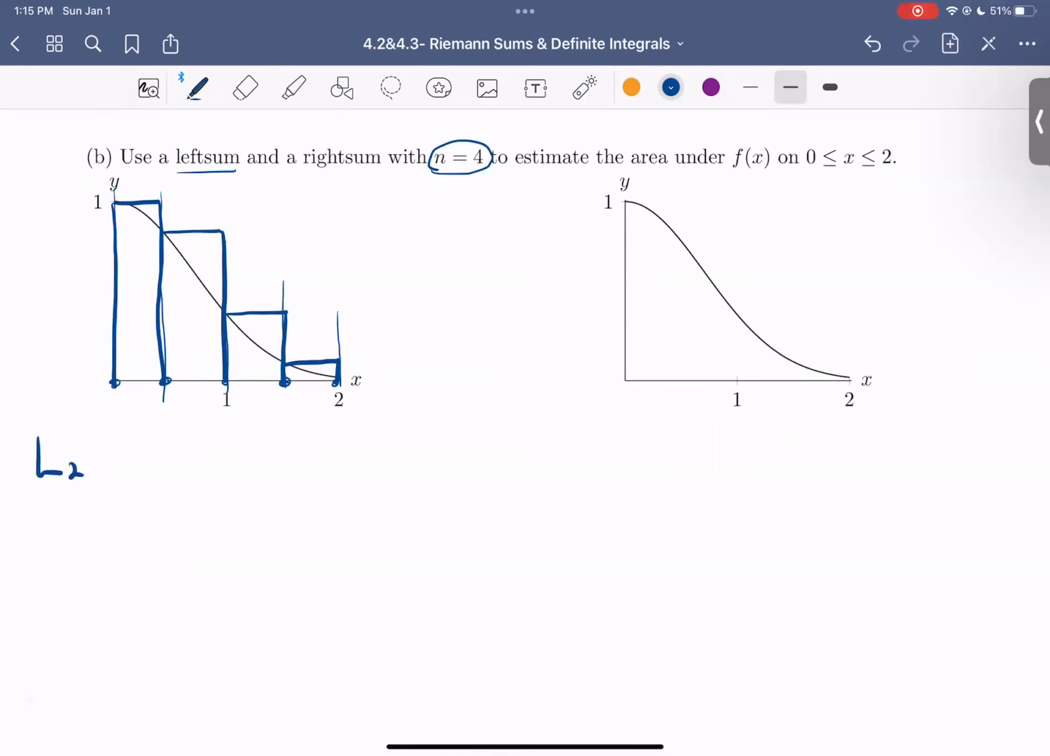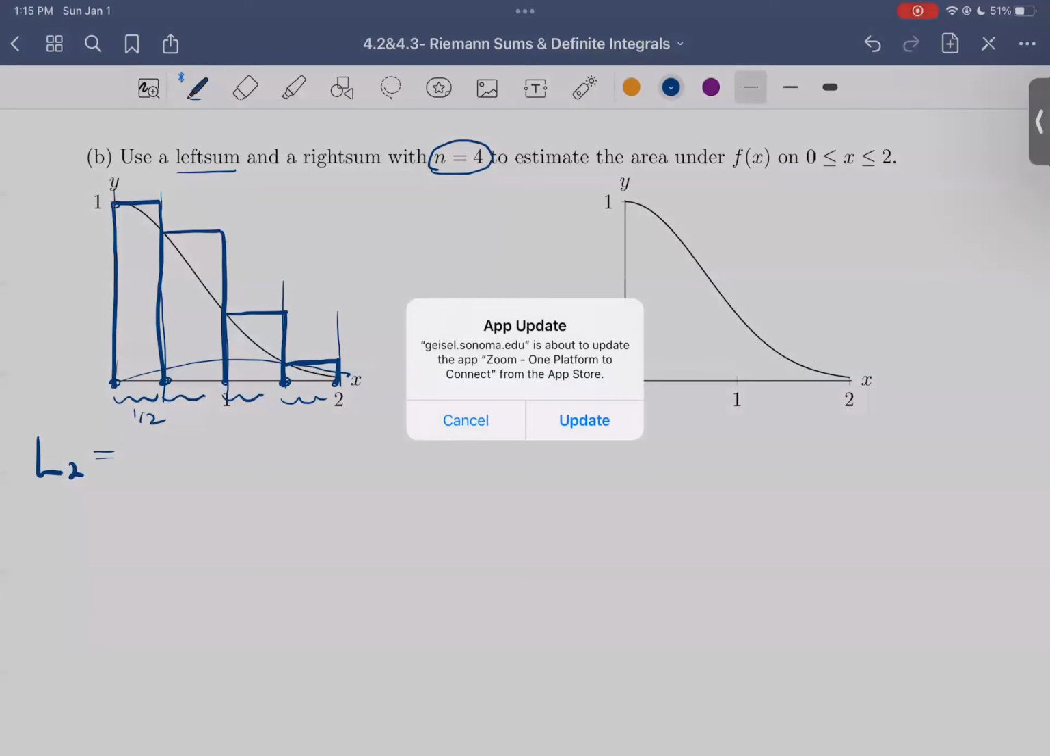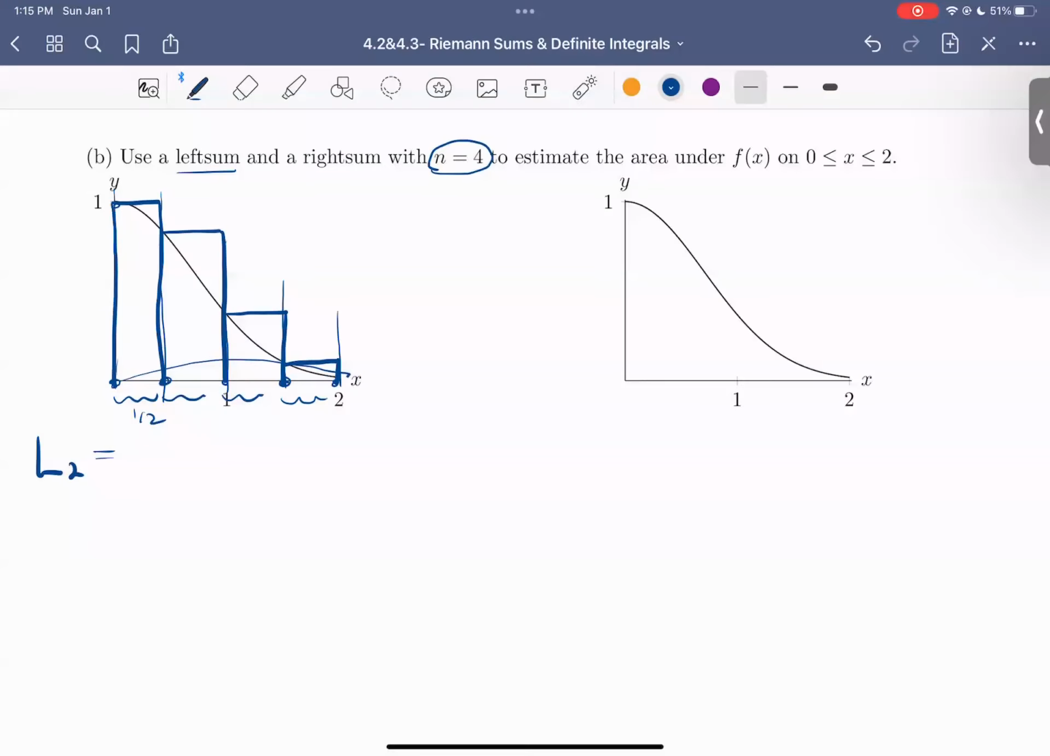So what are the values or the areas of these rectangles? Well, the area of a rectangle is height times width. My widths here are all going to be 1/2. And we see that because we have 0 to 2, so that's 2, divided into 4 rectangles, gives me 1/2 each for a width. All right, so 1/2 is my width, and we can compute the heights by using that function value on the left-hand side. So let's compute what those heights are.